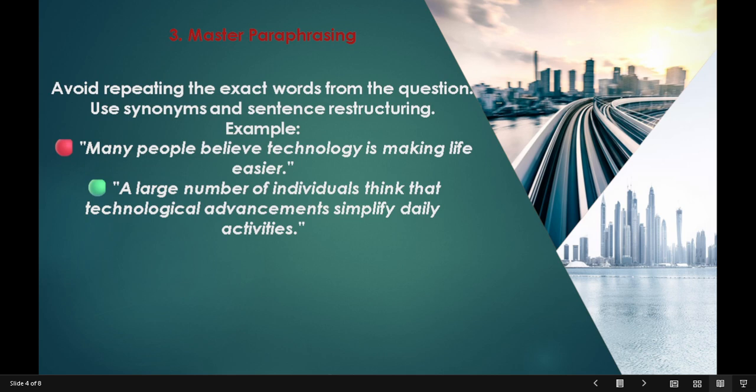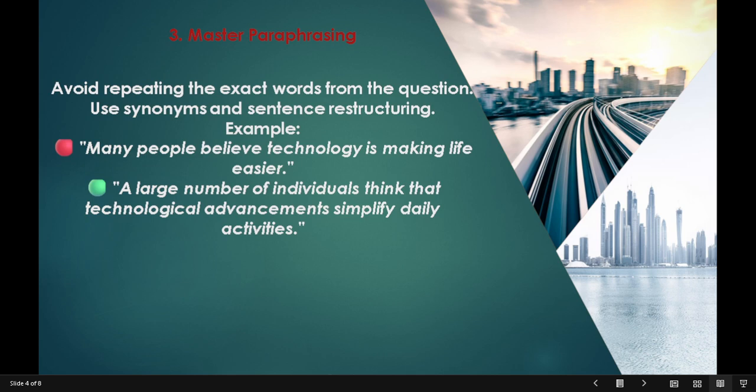An example of a good paraphrase is this. The original question says, many people believe technology is making life easier. That is a question, for instance. Many people believe technology is making life easier. Now you need to write a paraphrased version, which is going to be part of your introductory paragraph.